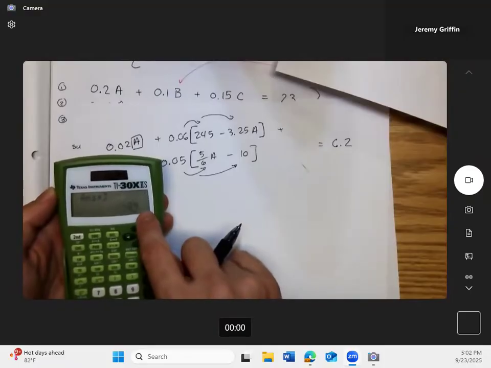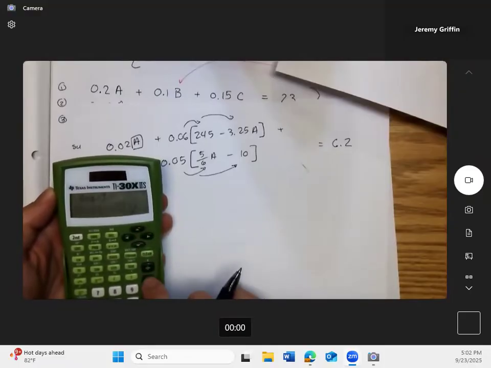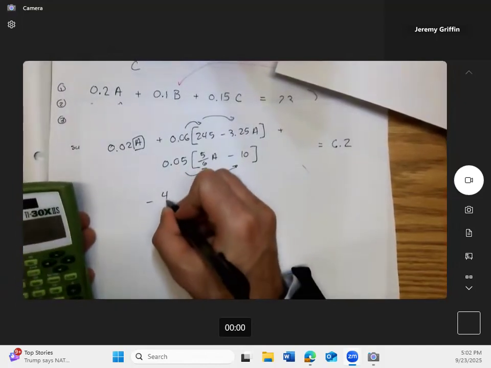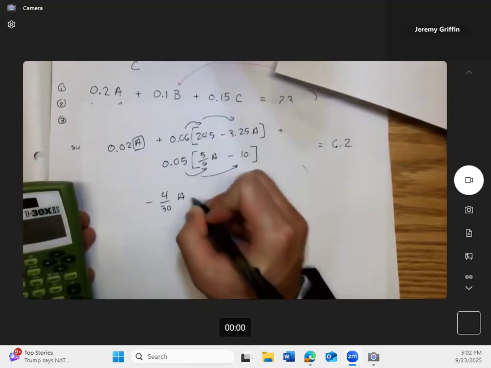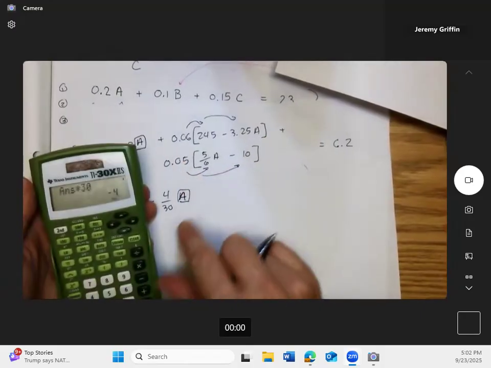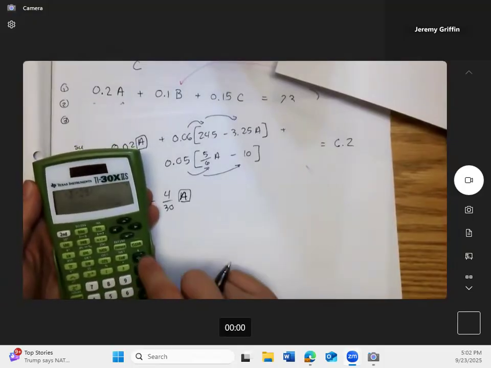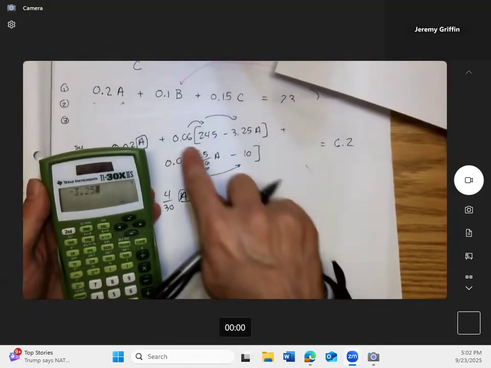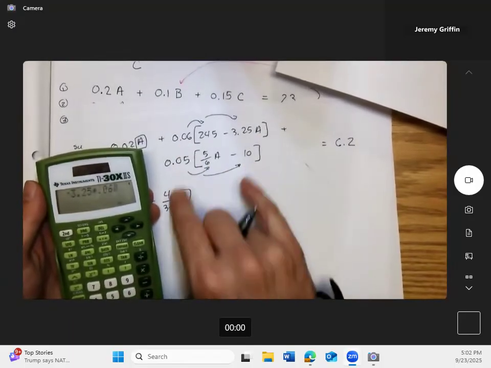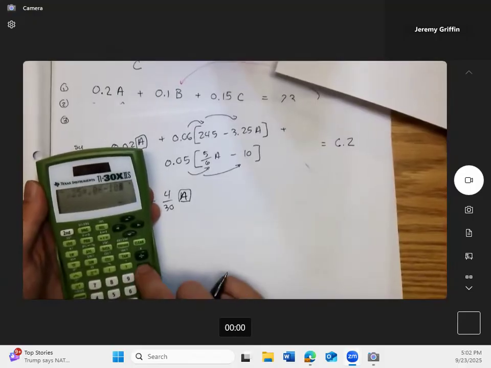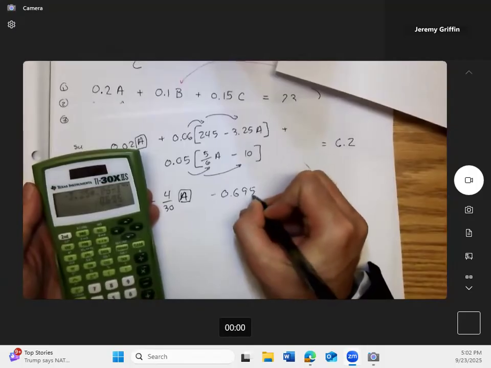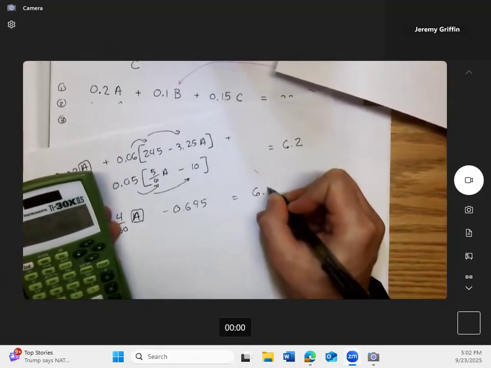Say, how about times 30? Yeah, negative 4 over 30. Okay. So it's negative 4 over 30 a's. Solve for a. Okay. And then the rest of this, I got negative 3.25 times 0.06. Right. And then minus 10 times 0.05. Right. So that's negative 0.695. This is all equal to 6.2.